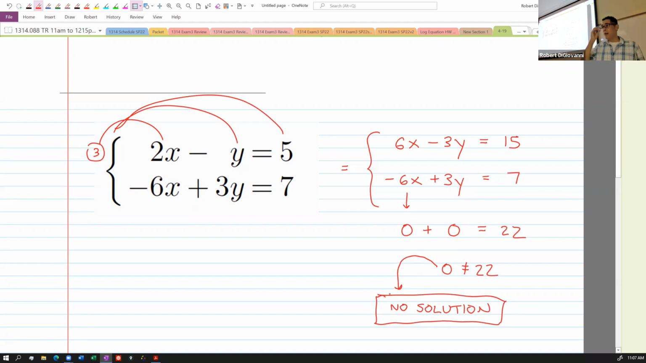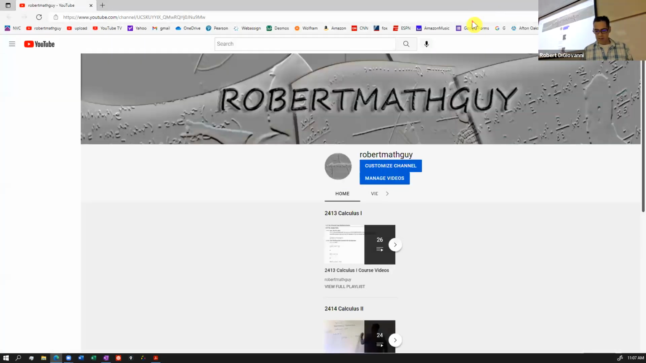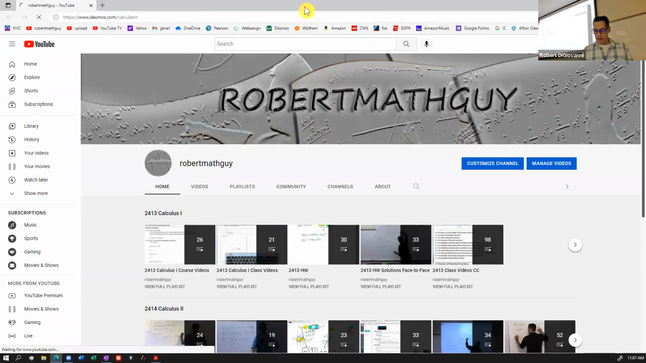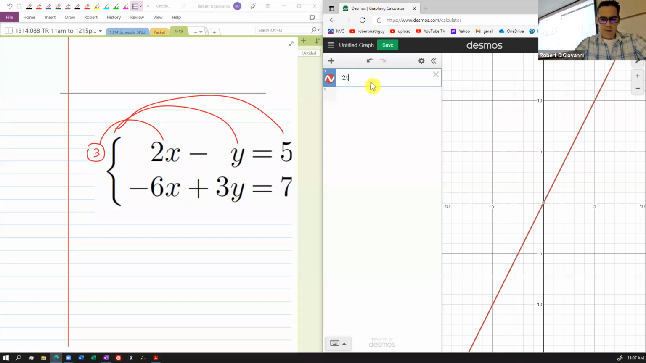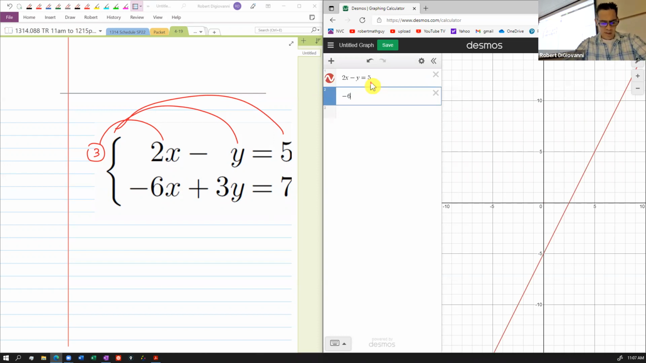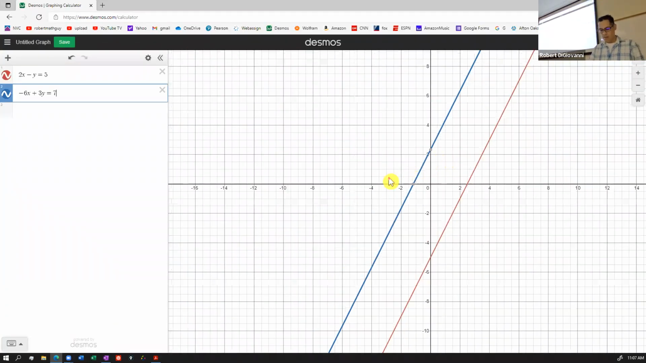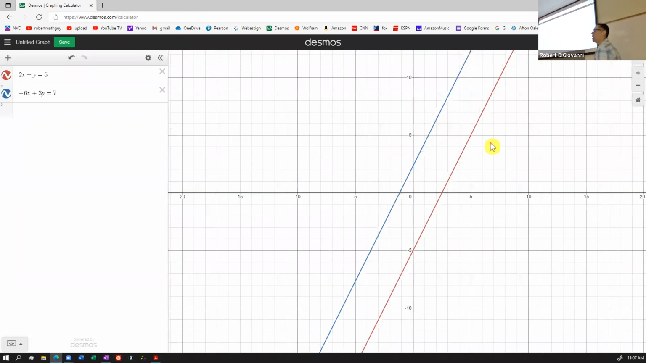And I said that that is possible last class. Shall we look at it geometrically? Let's graph it, because I want us to see it to verify it. I'm going to put in 2x minus y equals 5, and then negative 6x plus 3y equals 7. And look at that. When I graph the two lines, you can see that they are parallel, which means there's no intersection, which means there's no solution.